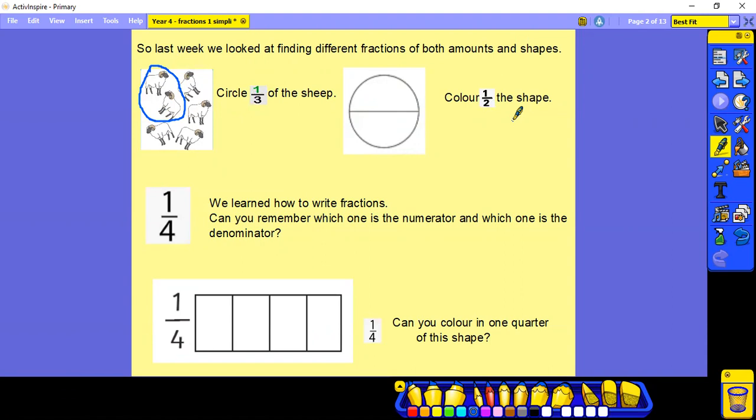Here, this one says colour half the shape. Pause whilst you have a try. So half the shape, let's just have a quick go here. Here we can see I've coloured in half. We learned how to write fractions. Can you remember which one is the numerator and which one is the denominator? And then here, can you colour in 1/4 of this shape? Pause whilst you have a try. Okay, here's my go. I'm going to colour in 1/4. So it's been shared into 4 and I only want one of those. So there we go, that is my quarter.